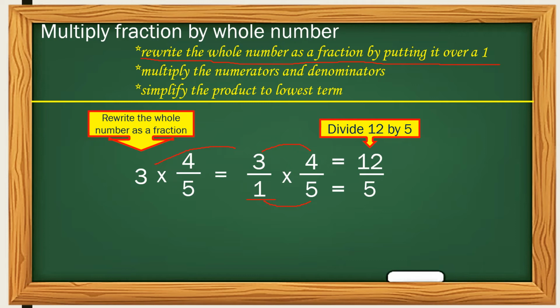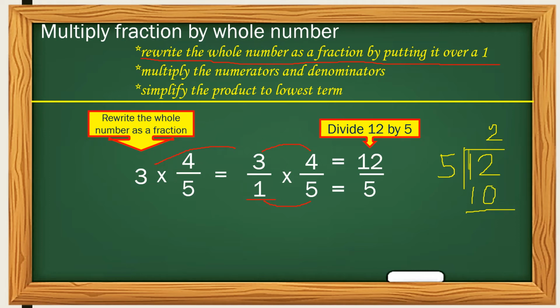So 12, wala tayong sulat. Ayan, 12 divided by 5. So 12 divided by 5 is equal to 2. Then 2 times 5 is equal to 10.